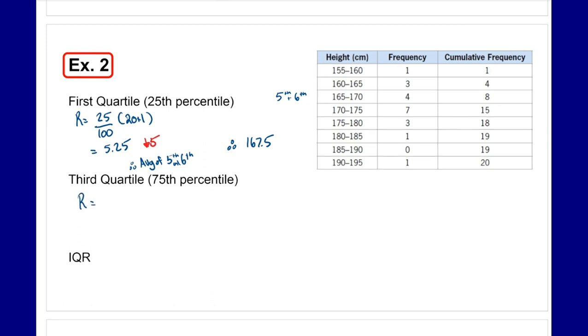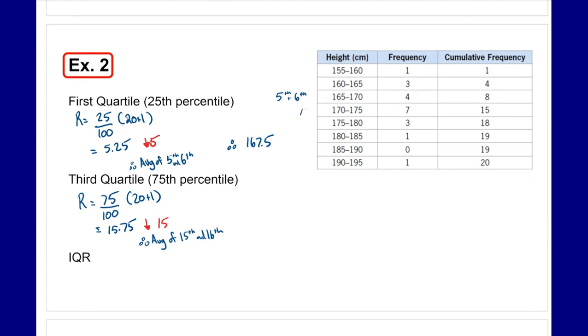Our third quartile, again, same thing. It's the 75th percentile, so 75 divided by 100 times 20 plus 1 equals 15.75. This means we have to round down. Even though technically we would round up, we still have to round down to 15, and therefore we take the average of the 15th and the 16th data points. In this case, it is two different intervals.